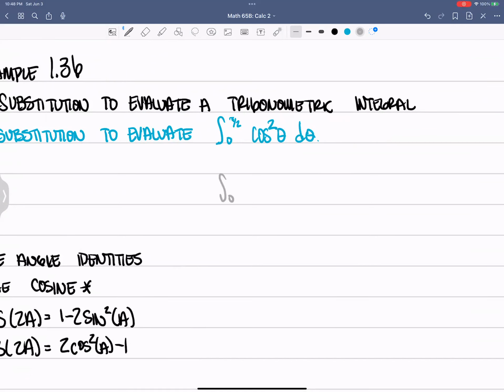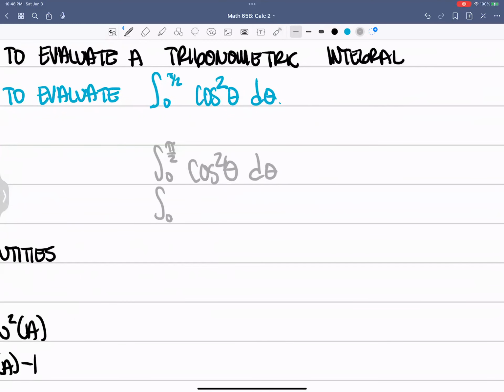All right, let's plug that in over here. Integrating from 0 to pi over 2, instead of cosine squared theta d theta, we're replacing it with what we just proved. So from 0 to pi over 2, we have 1 plus cosine of 2 theta divided by 2 d theta. Now I'd like to say that we could just integrate like this, but we have that 2 theta here. So for that simple integral, let's do a little something here.